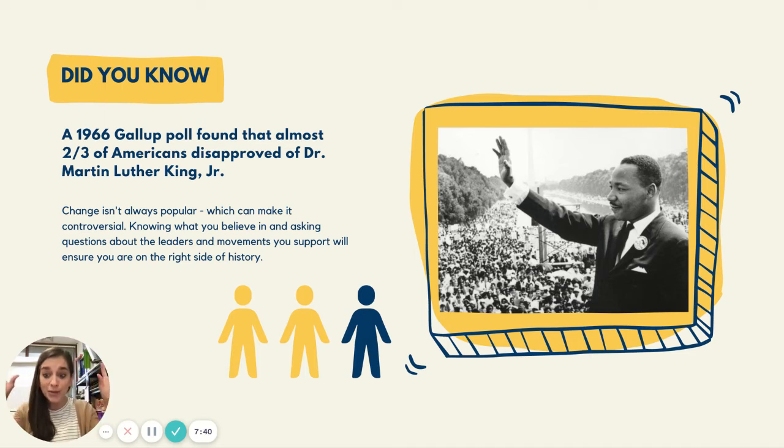That blows my mind. That means you see the people down here, those yellow people, if they were in your classroom, 2 of them would say, I do not like Dr. Martin Luther King Jr., I do not like his ideas. And only 1 person would say, you know what, I like what he stands for. I say this because change isn't always popular. That's why sometimes it's a little controversial, sometimes a little uncomfortable to talk about, right? Knowing what you believe in and asking questions about the leaders and movements you support will ensure that you're on the right side of history.